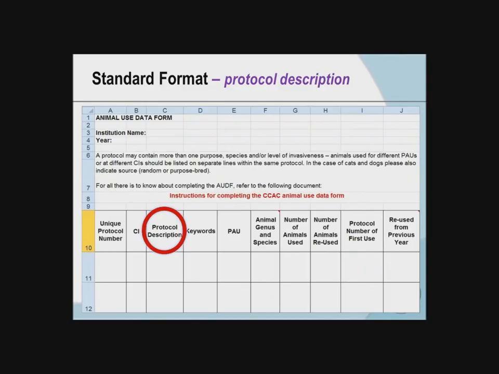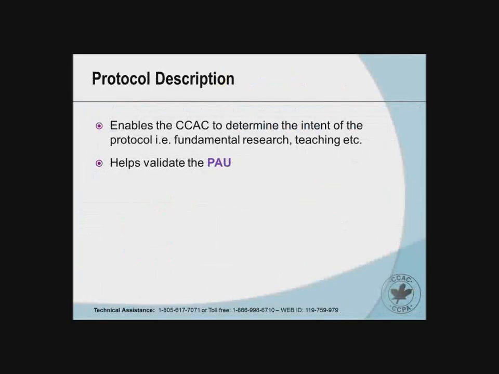So the next element I want to talk about is the protocol description. In the form, you'll notice we have boxes for protocol description and for keywords, although we're only requiring that one of the columns be completed. Ideally, we would like both, but we recognize that institutions have evolved their systems to produce one or the other.